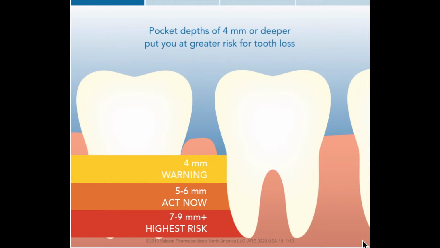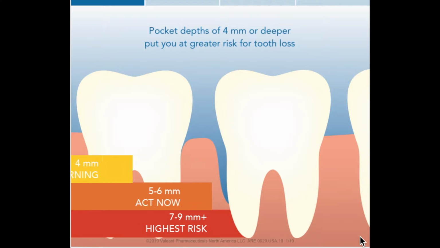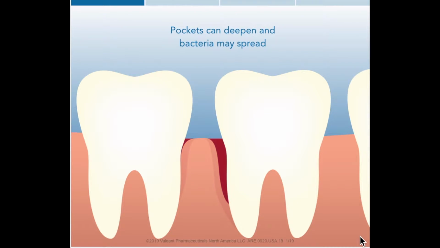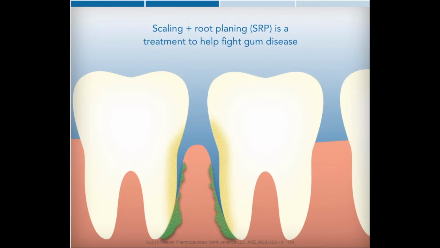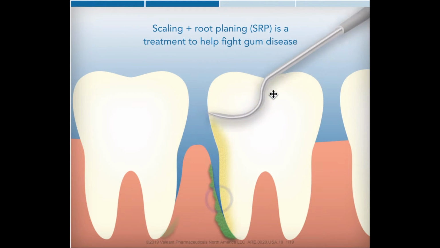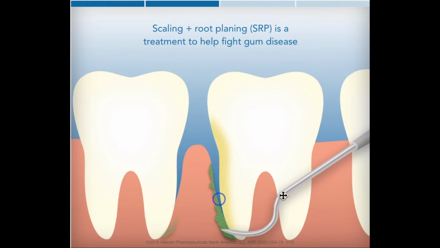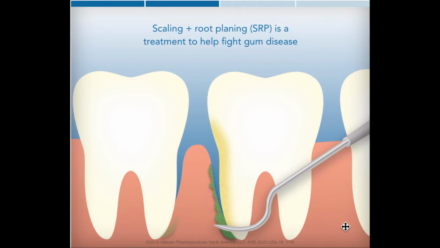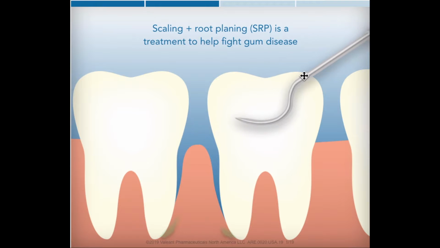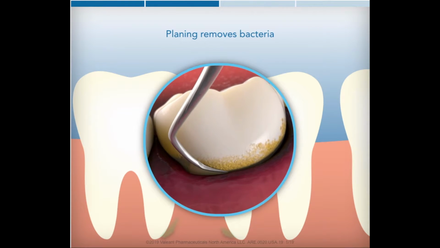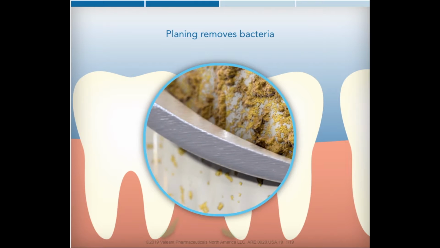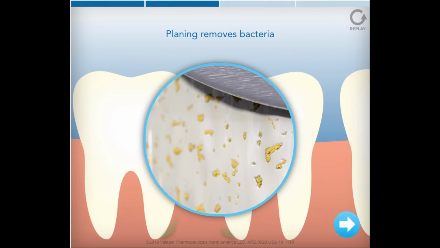Scaling and root planing is a treatment to help fight gum disease. Pockets can deepen and bacteria may spread. If we take a scaler and drag it over the teeth in this video, let's get some of that bacteria off the teeth, subgingivally and supragingivally. Let's try our best. But there might be something left behind.